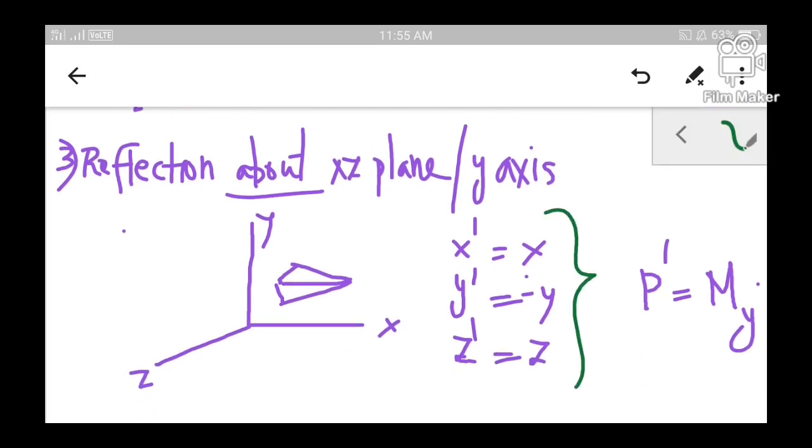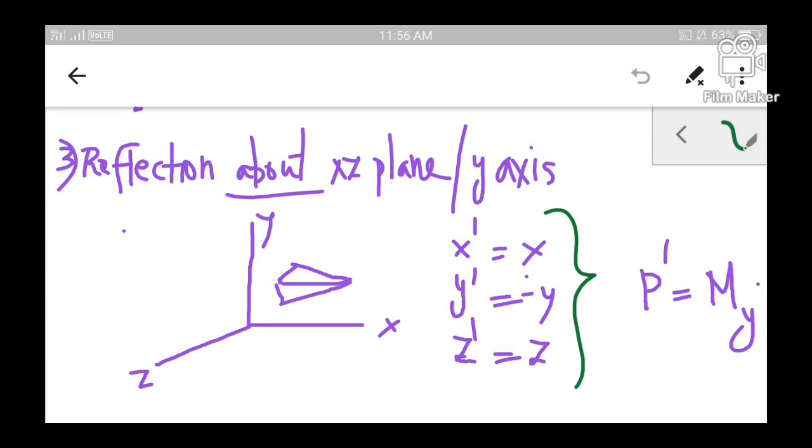So clearly we can write the equations like this: x dash equal to x, which means no change in x even after reflection. y dash equal to minus y, that means y changes to negative after reflection. z dash equal to z, which means z is also not going to change even after reflection. So x and z will not change, but y will go to negation.